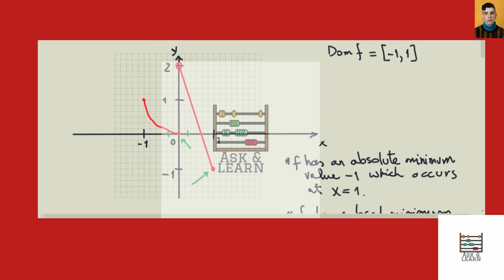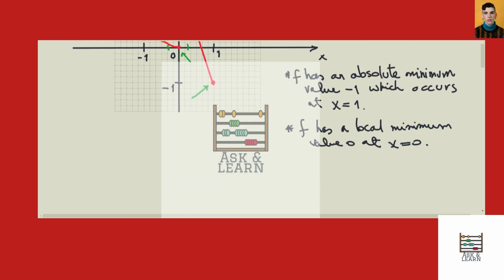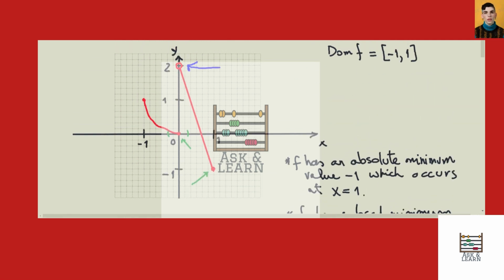Okay, with respect to the maximum value, there is no absolute maximum because the highest point should be this point, but it's not included in the graph. So the function is always taking greater values closer and closer to the point 0, 2, sorry, but it never reaches that value. So there is no absolute maximum. f has no absolute maximum.